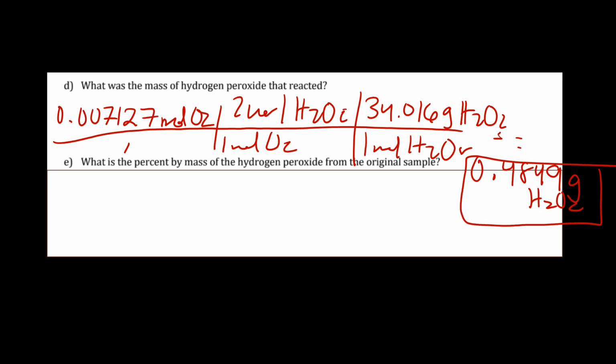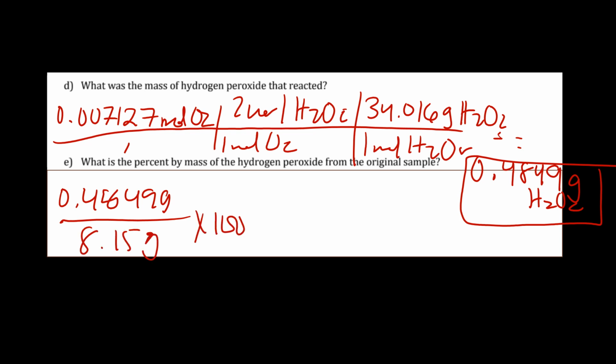What is the percent by mass of the hydrogen peroxide from the original sample? They actually gave us a sample for the whole reaction. So you're going to take your 0.4849 grams divided by, in the problem, 8.15 grams times 100 will give me my percent.